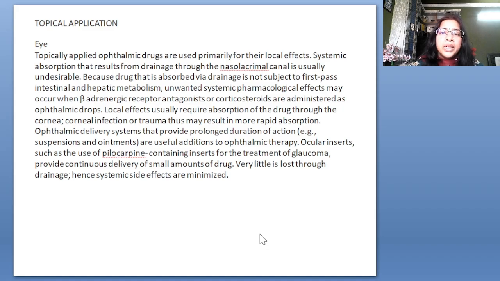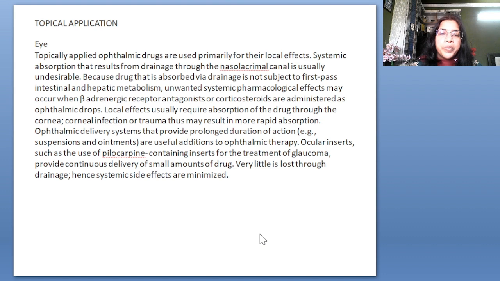Topical application of ophthalmic drugs is used primarily for their local actions. Systemic absorption that results from drainage through the nasolacrimal canal is usually undesirable because drug absorbed via drainage is not subject to first-pass intestinal and hepatic metabolism. Unwanted systemic pharmacologic effects may occur when beta-adrenergic receptor antagonists or corticosteroids are administered as ophthalmic drugs. Local effects usually require absorption of the drug through the cornea; corneal infection or trauma thus may result in more rapid absorption.